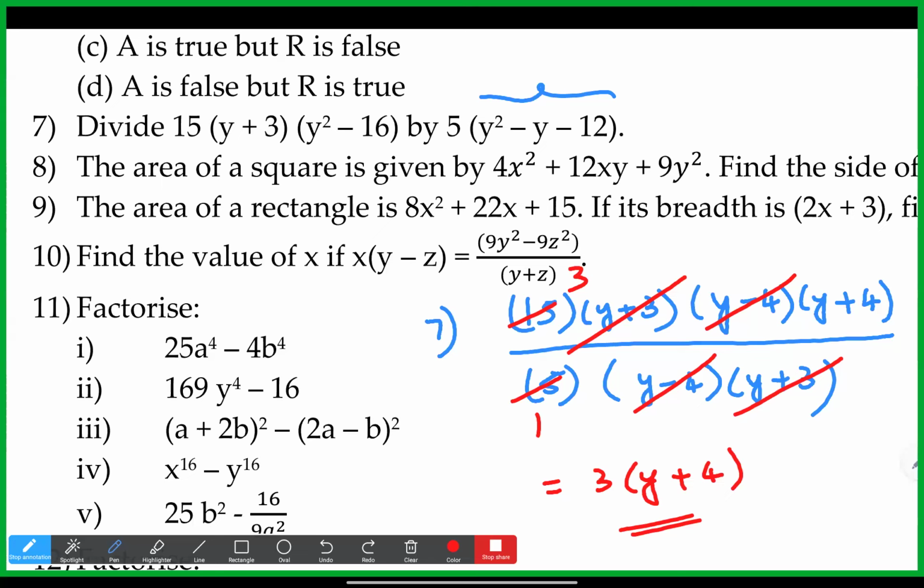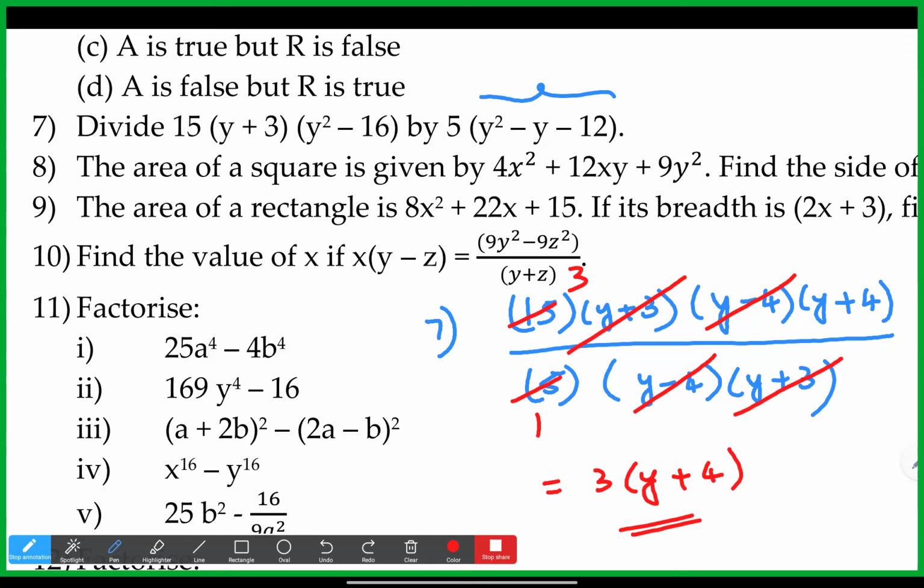Yes, Pranavi, our teacher said that you're not supposed to multiply 3 into y plus 4. Yes, Pranavi, we will leave it like this only. Because generally when you get the answer as 3y plus 12, we will take 3 common and write it as the answer. So since here we directly got 3 common, we will leave it like this only.